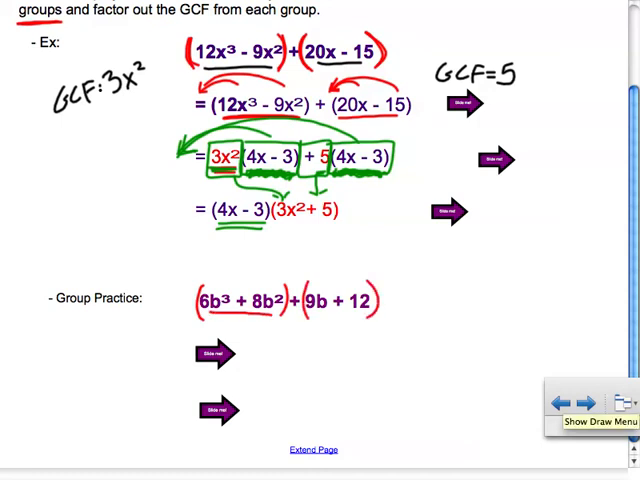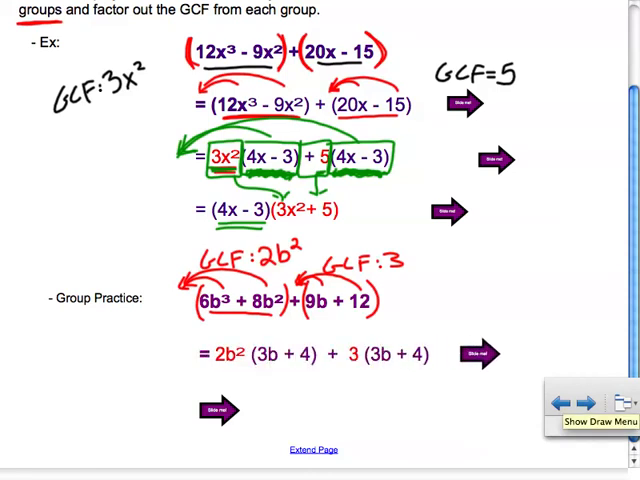In this case, what would my GCF be? Hopefully we're starting to get quick at this. A factor of 2b to the second. And my GCF of the second one would just be 3, I guess, right? Okay, so I'm going to look to factor out 2b to the second. I'm going to look to factor out 3 in the second group. Okay, when I do that, let's start with the first one. When I divide 2b to the second from this one, all I have left is a 3b.